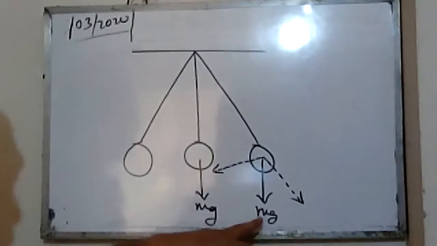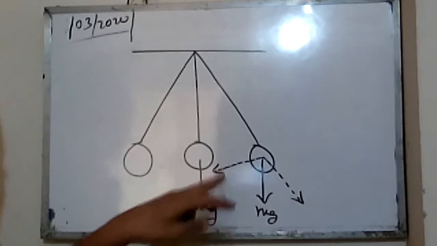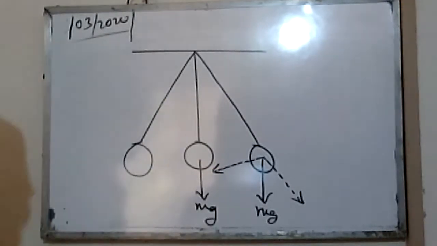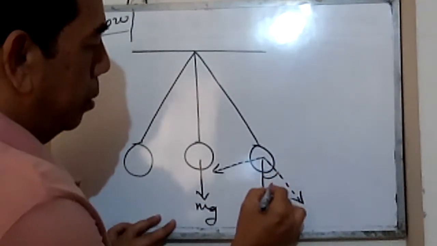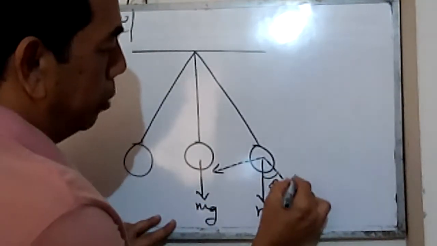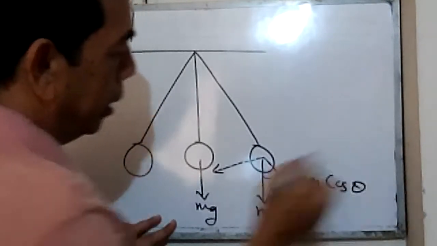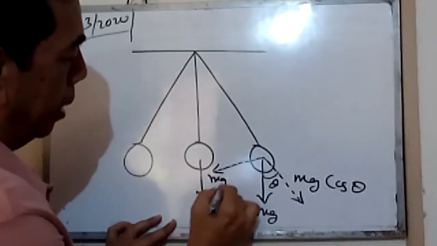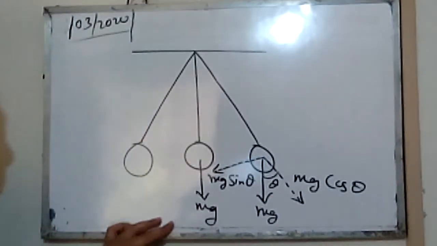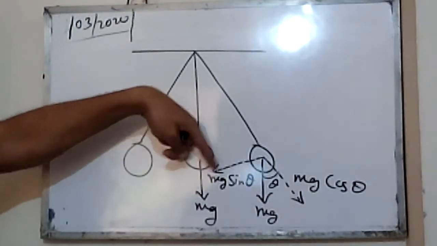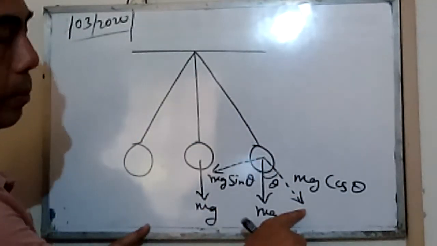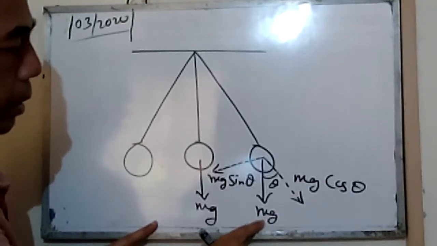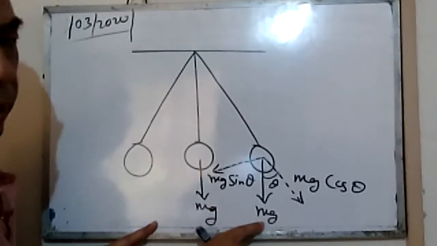Now we split the gravity mg by two perpendicular components. This component will be mg cos theta, and this component mg sin theta. This mg cos theta is a component of mg, and mg sin theta is also a component of mg.